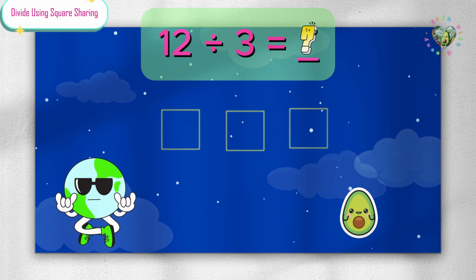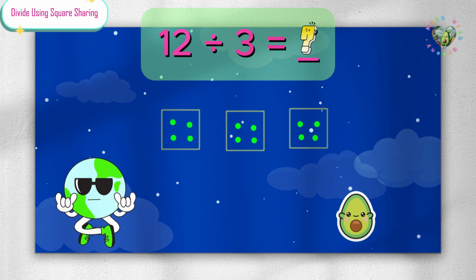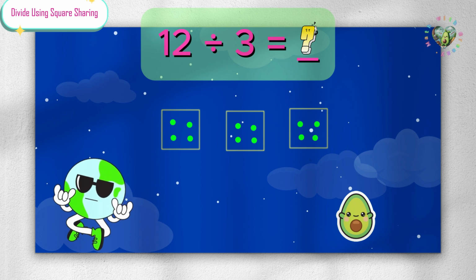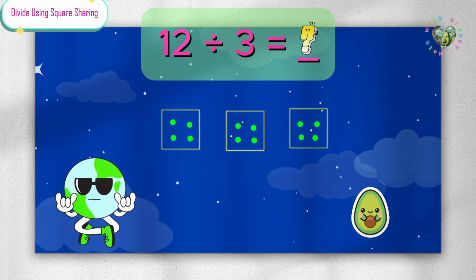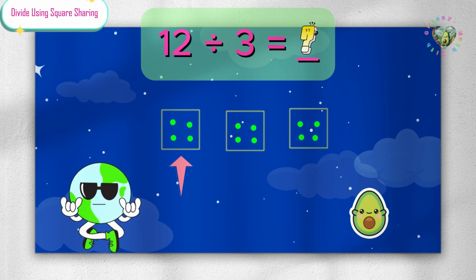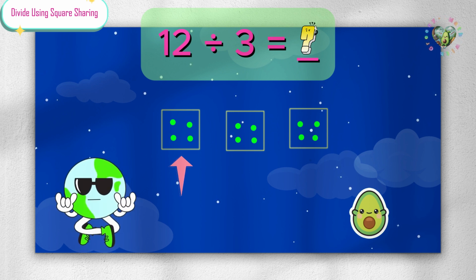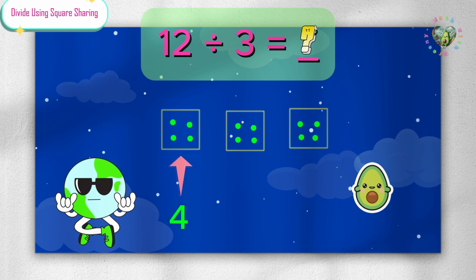Okay. One at a time. 1, 2, 3, 4, 5, 6, 7, 8, 9, 10, 11, 12. All done. Nice job. Now, what's next? We just count how many dots are in one square. Perfect. So, how many dots are there? 4 in each square. That means the answer is 4.